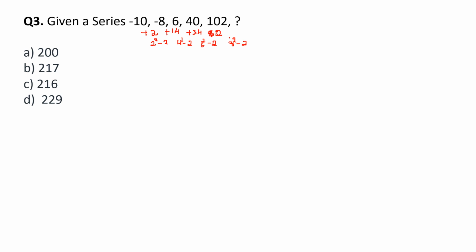So the next number follows continuous even number squares. So 10 square minus 2 is 100 minus 2, so 98. That means to 102 we have to add 98. So 102 plus 98 will be 200. So your answer, the missing term, is 200.